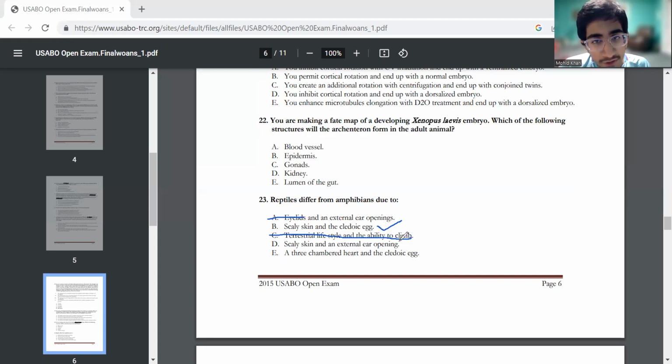Well, I was kind of unsure about the external ear opening, but I don't think that would be an answer, because I know for sure that scaly skin and cleidoic eggs are something that only reptiles have and not amphibians. And then a three-chambered heart and cleidoic egg, no. That's not a difference between the two organisms. I know that reptiles and I think amphibians both have three-chambered hearts. So yeah, the answer just seems to be B.